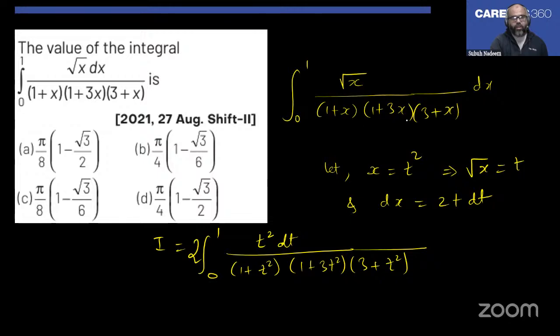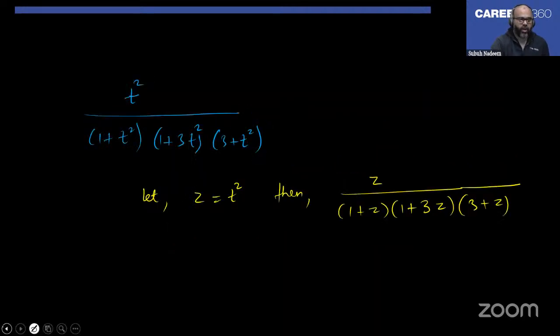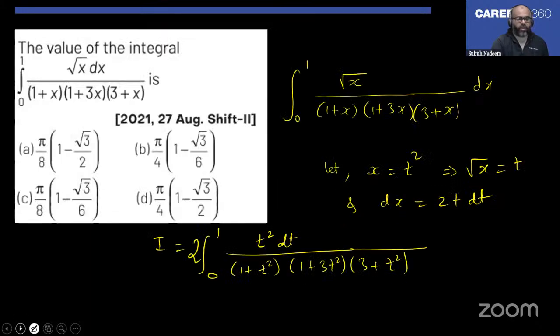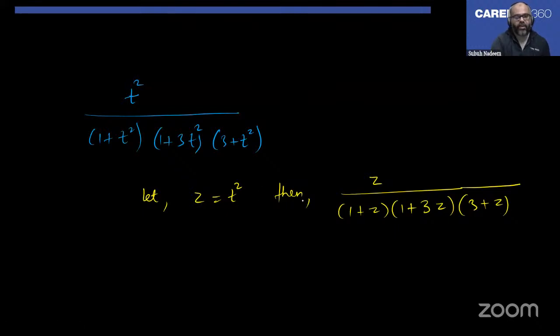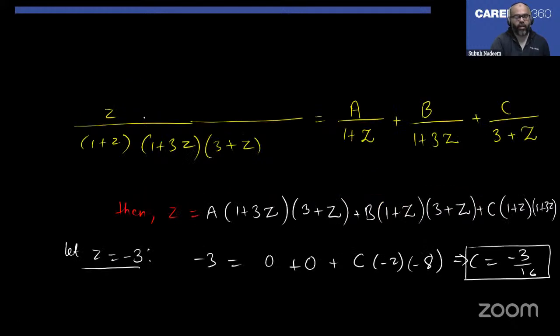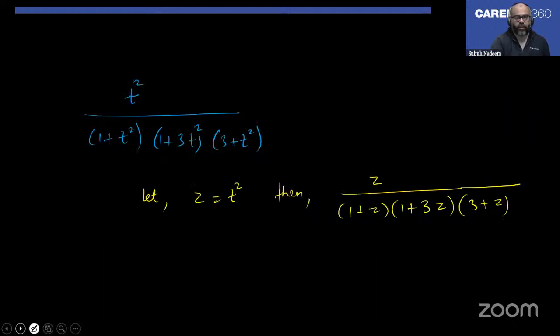So this was the question. Okay. Now we took x is equal to t square. Then dx is 2t dt. Okay. And root x is t. So t square dt it will become. It will be limit 0 to 1 only. Here 1 plus t square, 1 plus 3t square, 3 plus t square. So t square by 1 plus t square, 1 plus 3t square, 3 plus t square is there. And we take z is equal to t square, then z by 1 plus z, 1 plus 3z, 3 plus z.